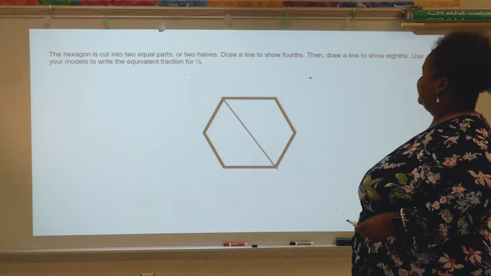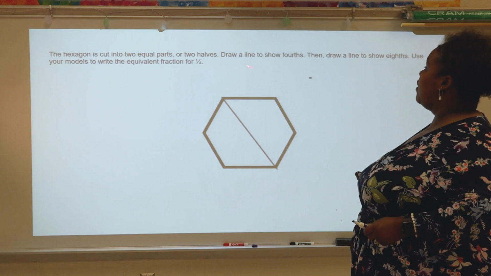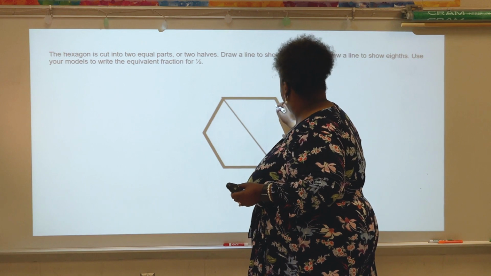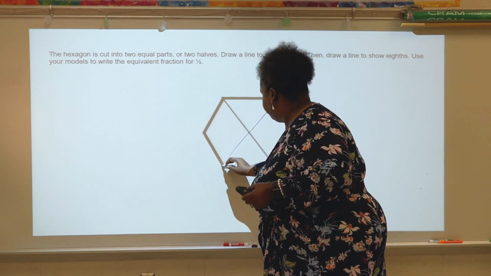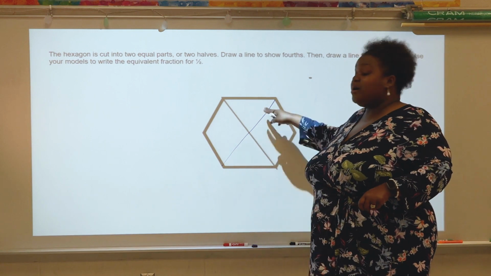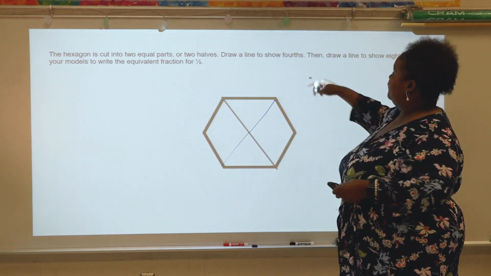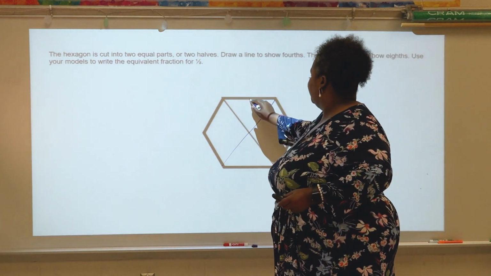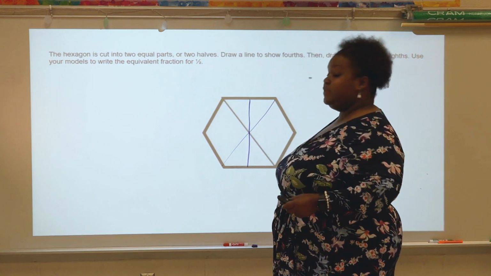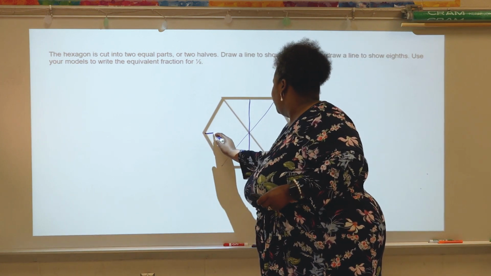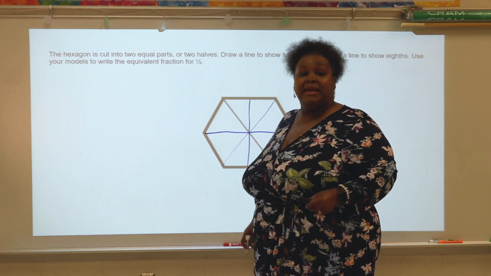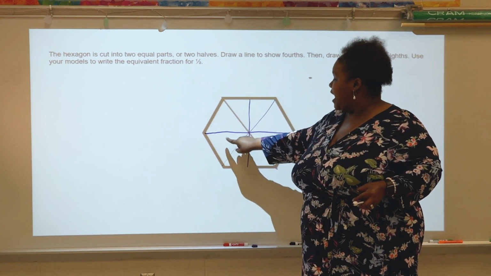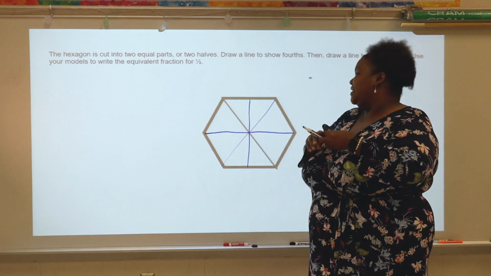All right. Now I have my half already drawn. Draw a line to show fourths. Well, I think I could go right here. Now I have 4 equal pieces. Okay, I did the fourths. Then draw a line to show eighths. Okay, let's see if I go straight down. Ooh, that was pretty good. Let's see if I can go straight across. And I'm trying to make 8 equal pieces. Let's count them. 1, 2, 3, 4, 5, 6, 7, 8. Yes.